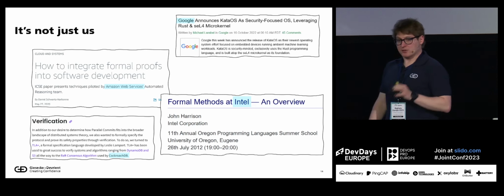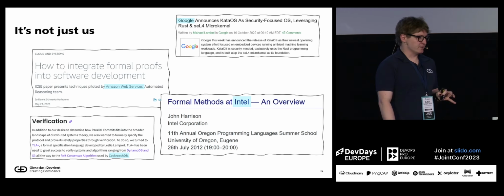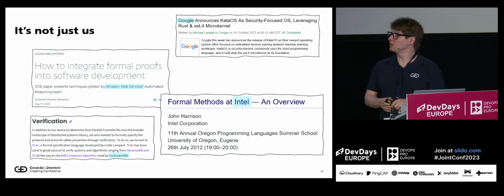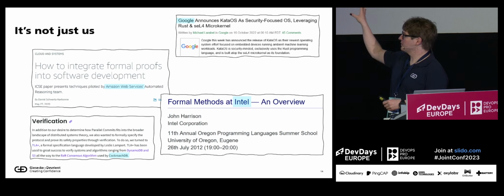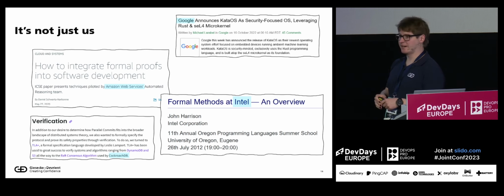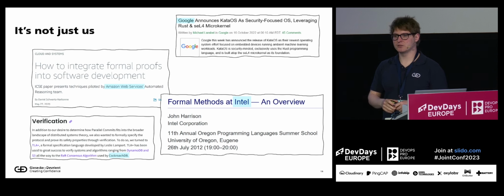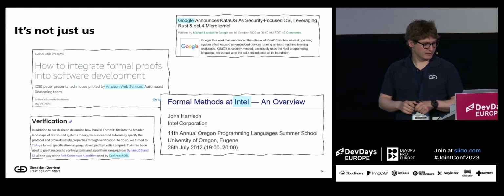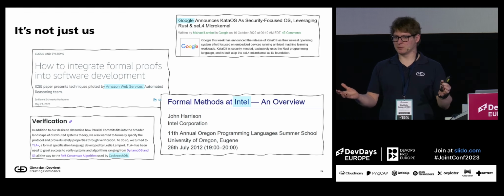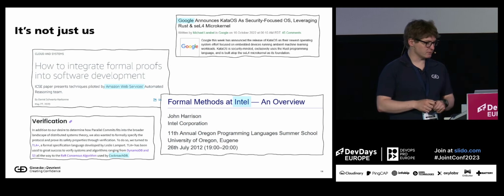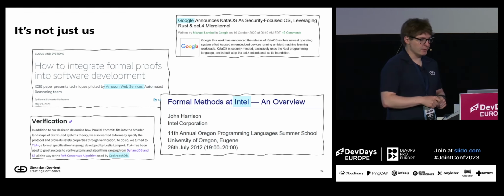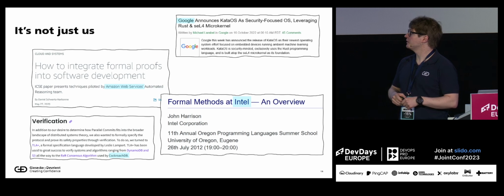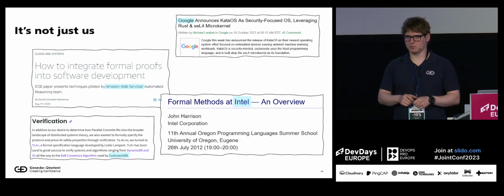Right. And it's not just us who are doing that. So there's many other companies, many big players that are doing that. So I've just put here some names on the slide. We have Intel doing it on their CPU designs. We have Google doing it on some operating system stuff. And AWS also, so they're using it to make their services more reliable. And they've also written a very interesting blog post about it. So if you Google for AWS formal proofs, then you will find that blog post.